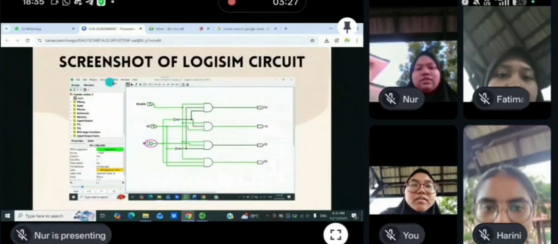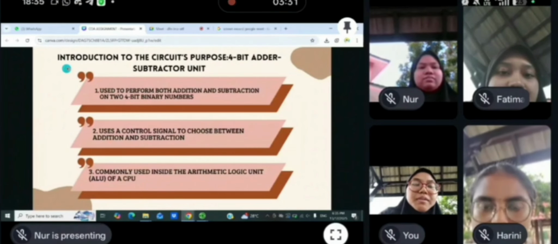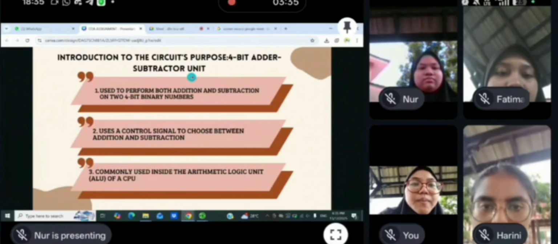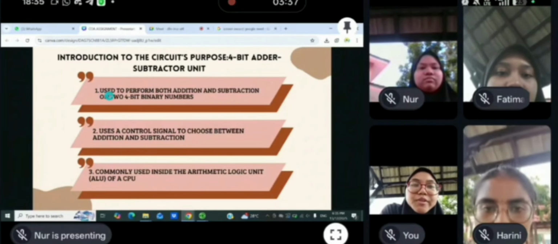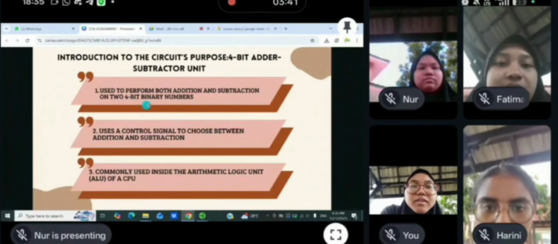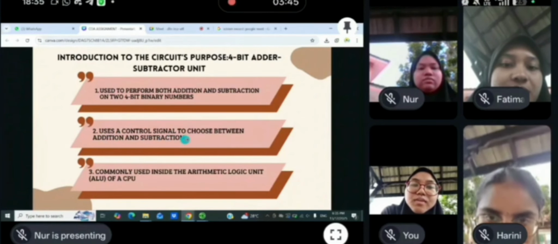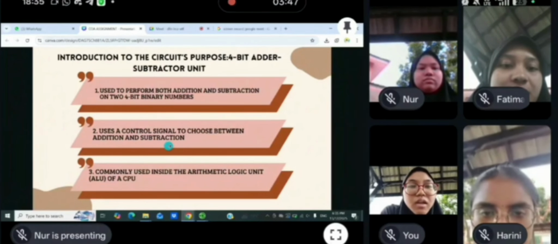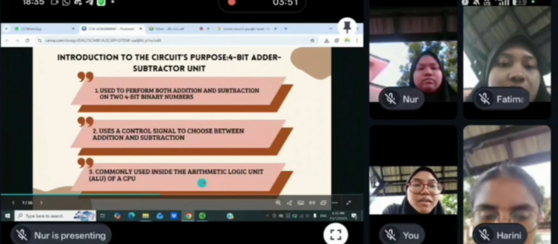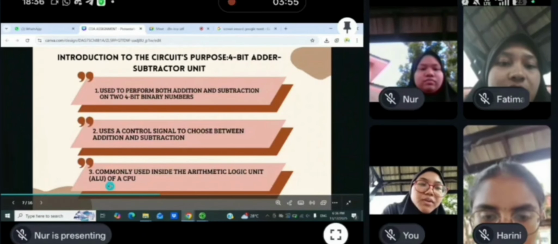Next will be the introduction to the circuit's purpose, the 4-bit adder and subtractor unit. The first is that it is used to perform both addition and subtraction on two 4-bit binary numbers. Second, it uses a control signal to choose between addition and subtraction. Third, it is commonly used inside the arithmetic logic unit, ALU, of a CPU.